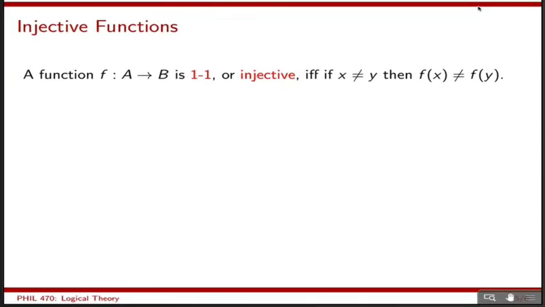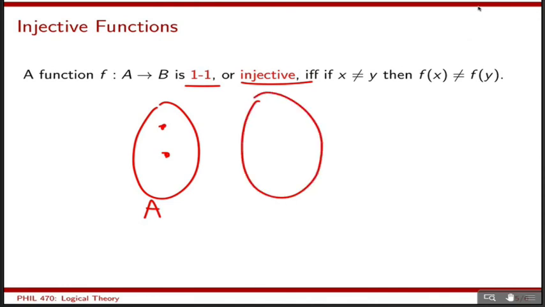The next property is the property of being injective or one-to-one. What injective means is that if we take two distinct elements of my domain, those must get mapped to two distinct elements of my range. So if x is different from y, then f of x has to be different from f of y.